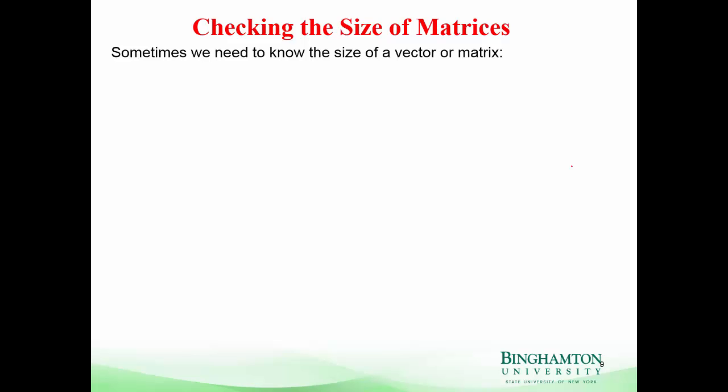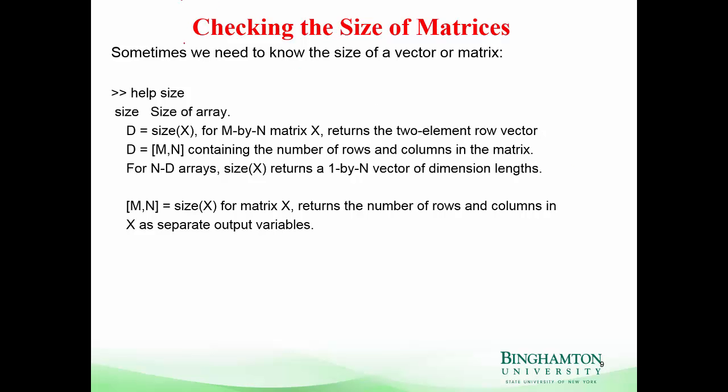All right, once we create matrices and work with them, sometimes we need to know what their size is. By that we mean their dimension: how many rows, how many columns. There is a command called size, and here I'm just running the help on size. If we do size(X) and assign it to some variable d, it will return a 2-element row vector. The first element will be m, the number of rows in the matrix X, and the second element will be n, the number of columns.